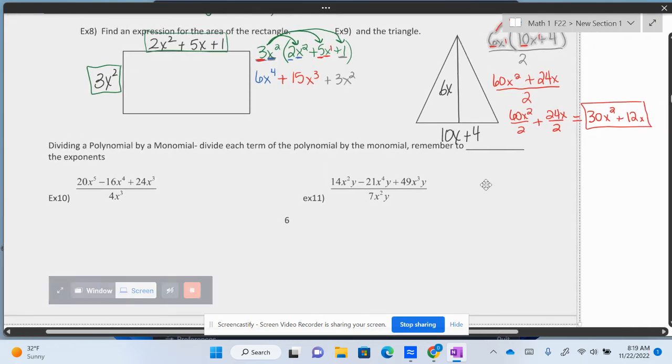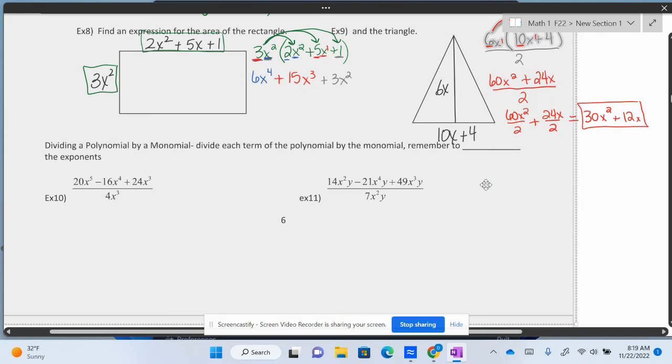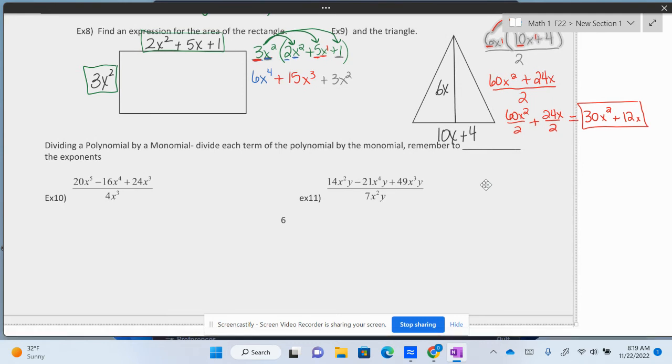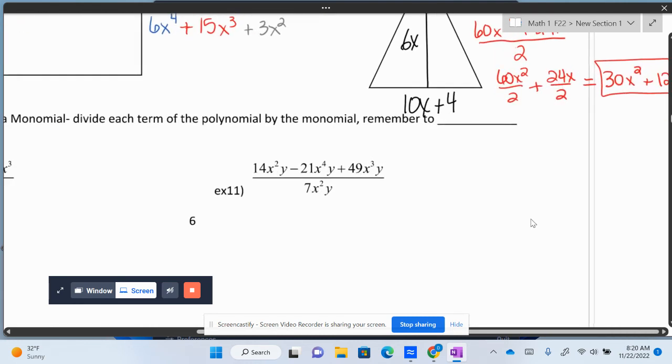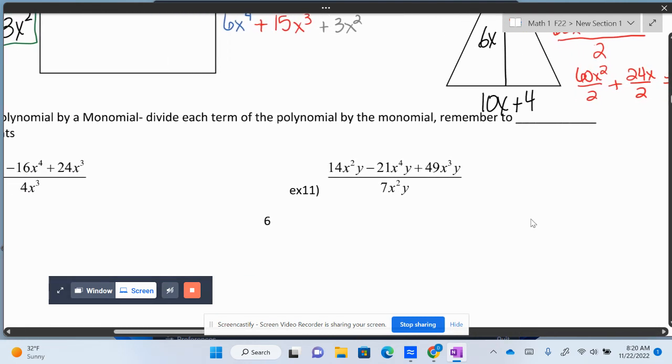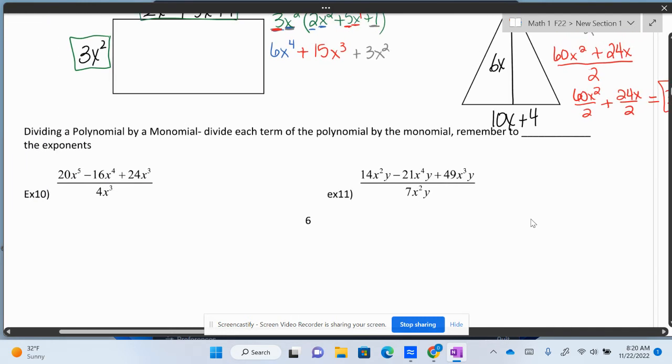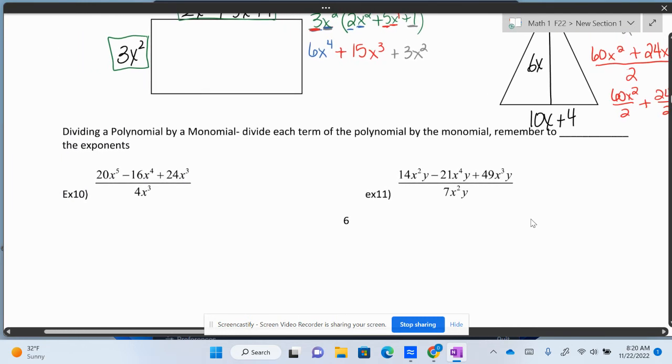So dividing a polynomial by a monomial, you divide each term. Each term in the top gets divided by each term in the bottom. But remember, what is the rule about dividing exponents? If we divide powers with the same base, what do we do with the exponents? We subtract them.